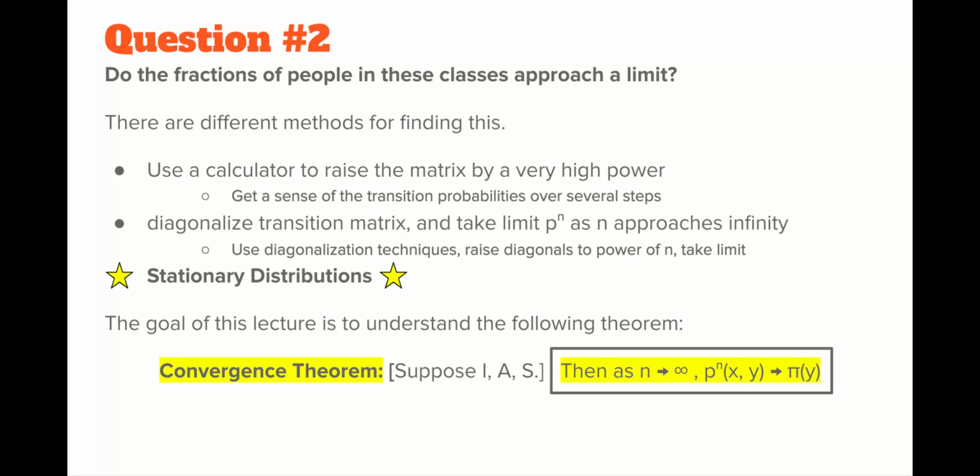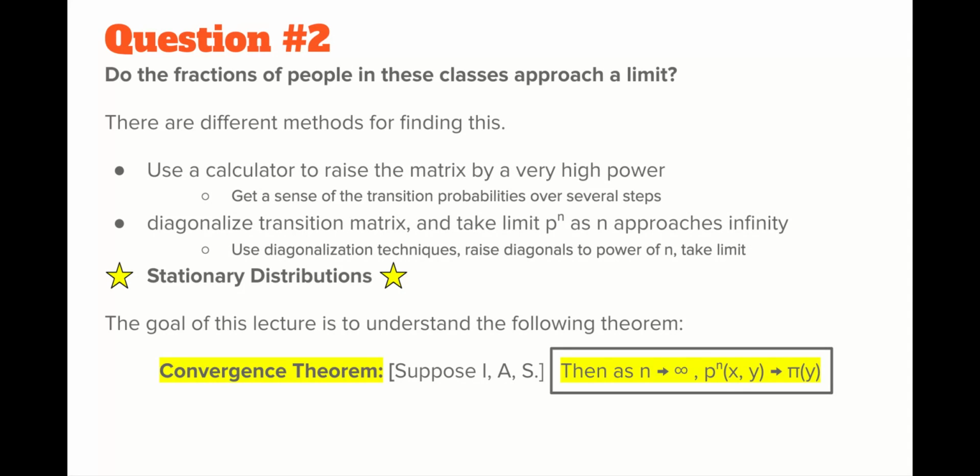So do the fractions of people in these classes approach a limit? Does the system converge? There are a few different ways that we can find this. You could just raise the matrix to a very high power, to get a sense of the transition probabilities by using a calculator, or you could use more advanced techniques and take the limit of P^n as n approaches infinity. But what we're concerned about here, and the whole goal of this lecture, is to understand the convergence theorem, which relies on stationary distributions.